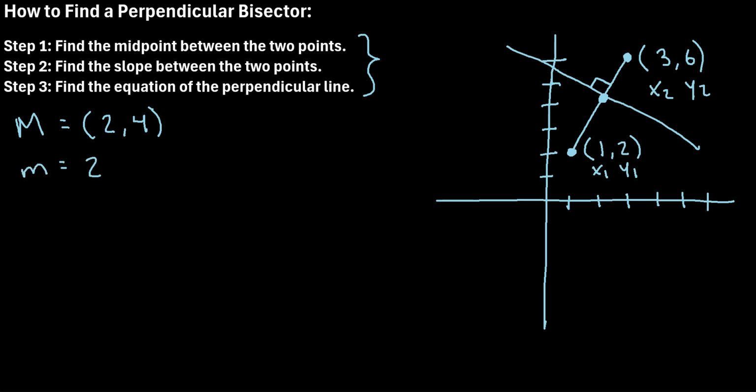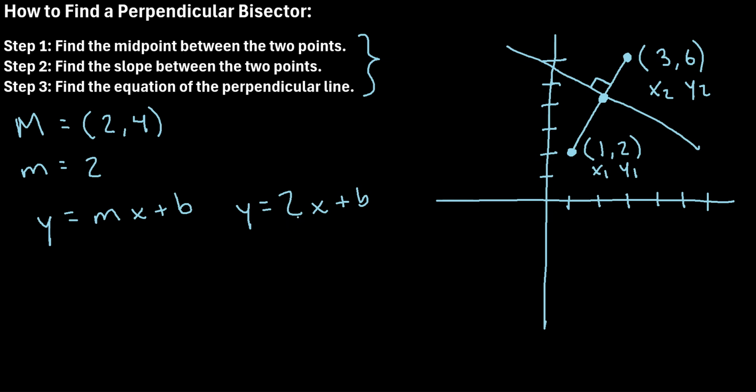Okay, the last step is we need to find the equation of the perpendicular line. So if we were to find a line that was parallel to this line, it would look like this. y equals mx plus b, where the m is 2. So if we said y equals 2x plus b, this would represent a line with a slope that is the exact same as this slope, where it would be parallel.